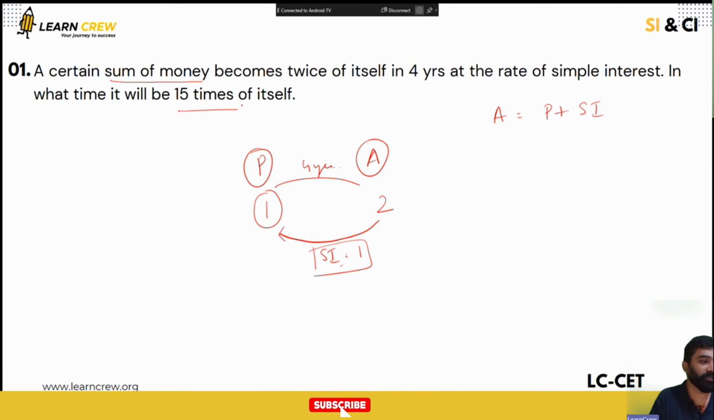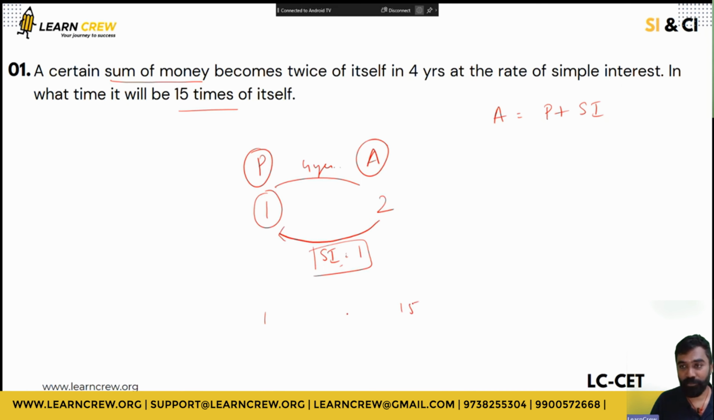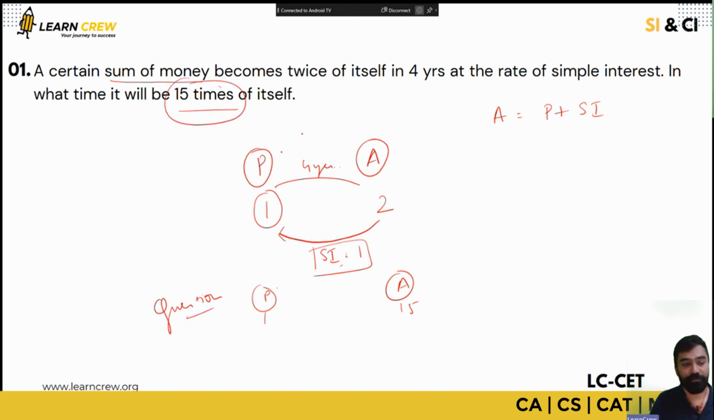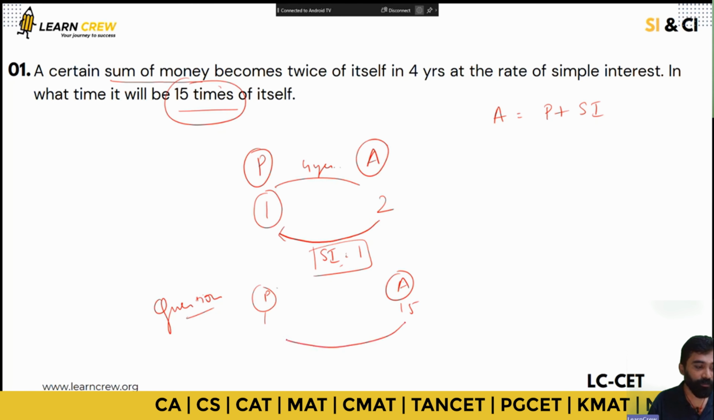Now, what are they asking? So when will it become 15 times? Now it is 1 time to 15 times. Correct? Yes. So now the principal is 1. The amount has to become 15 times the amount. This is the question they ask. Yes or no? This has to become 15 times of itself. If this has to become 15 times, what is the simple interest here?